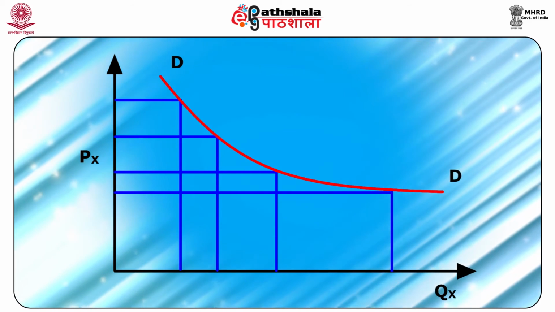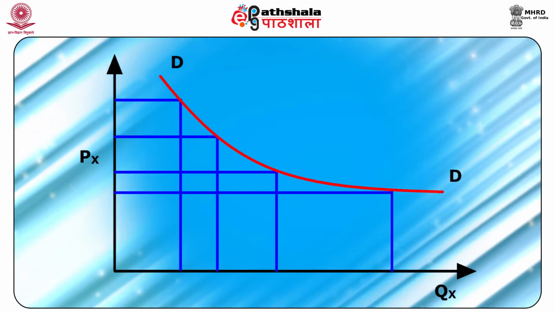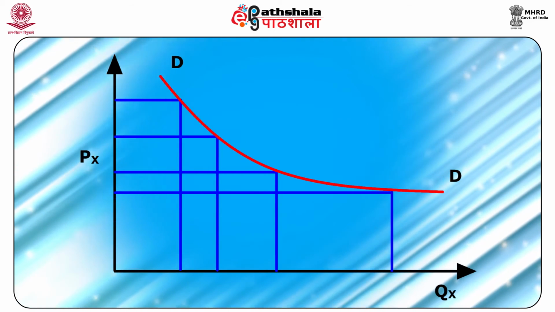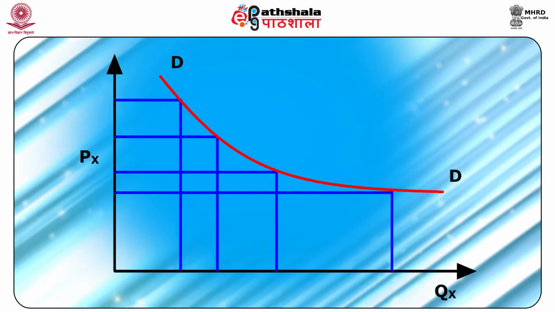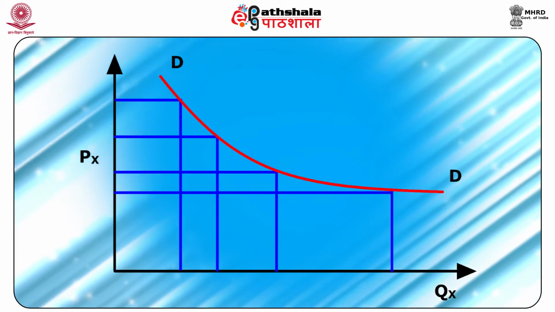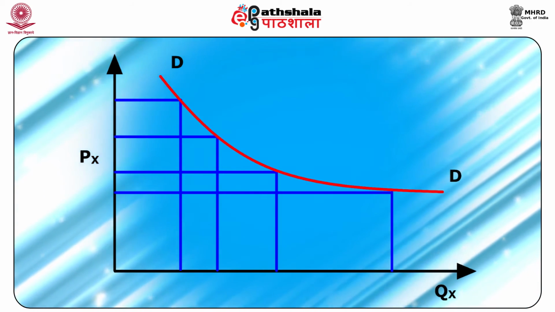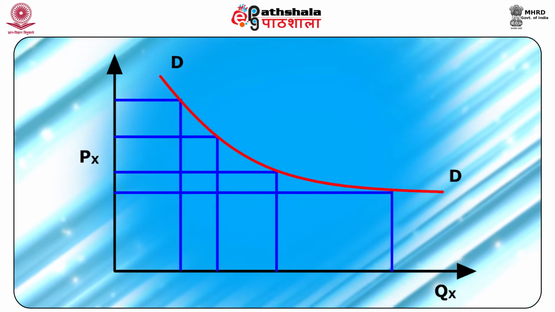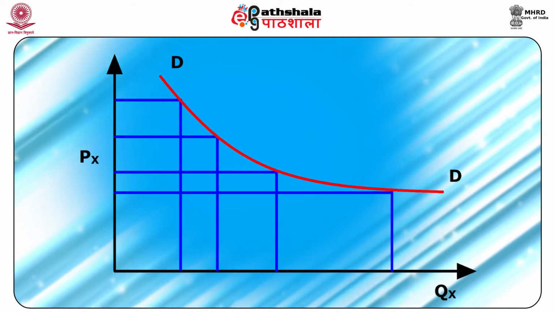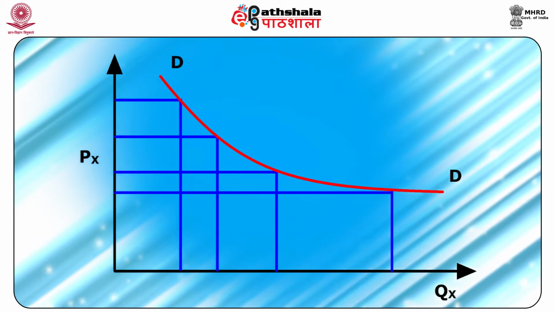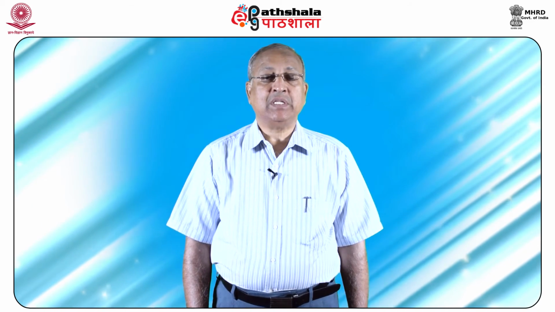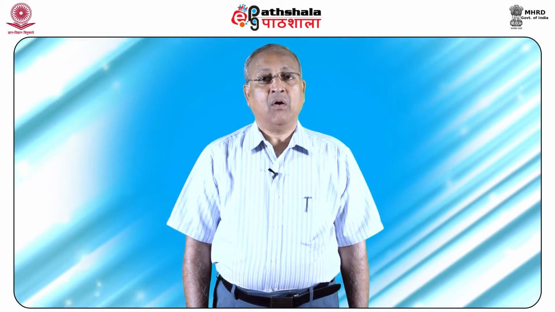If we join all the vertices of these bars of the marginal utility function, then you will get a continuous downward sloping function which is the demand curve, but you would notice that the demand curve so derived is convex to the origin. This is how we arrive at a demand curve which is convex to the origin.